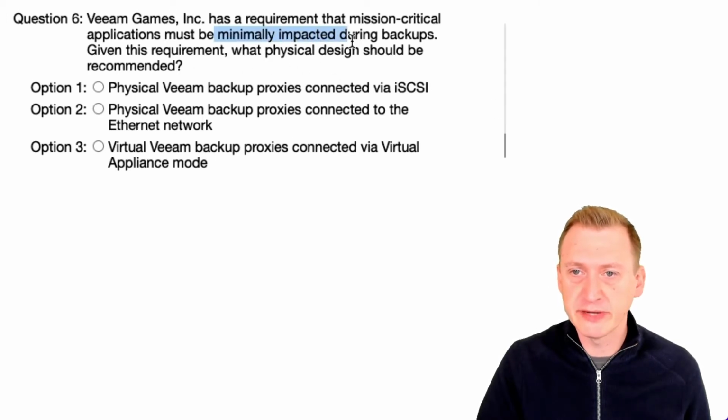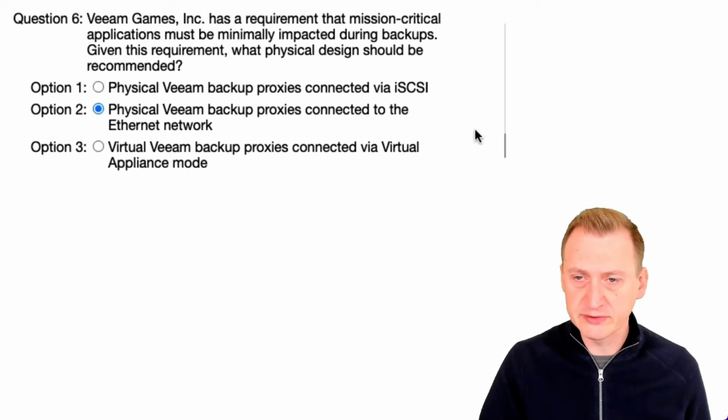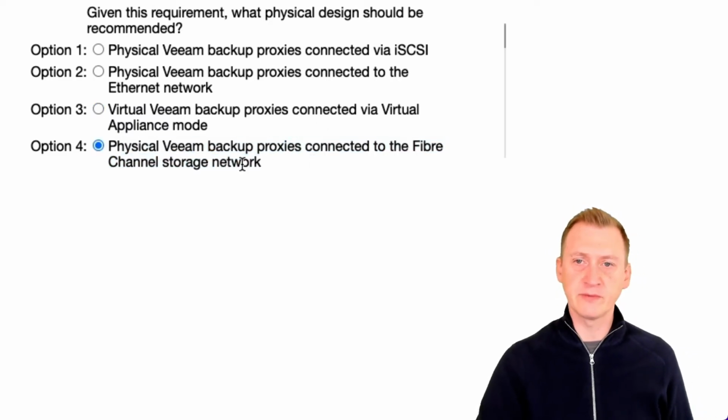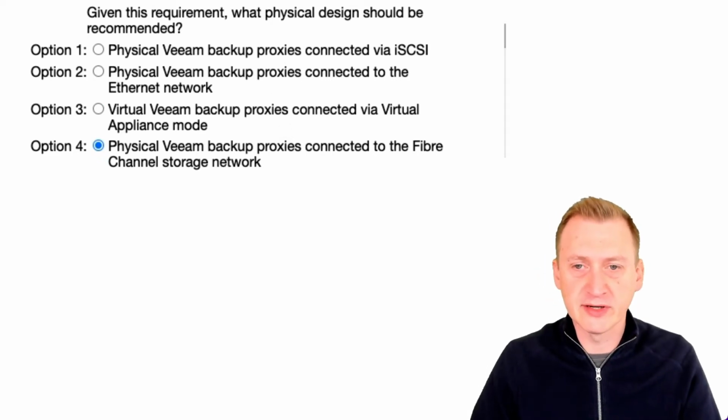So first of all, we had this trick here: minimally impacted during backup. So we want to keep that in mind. Option one, physical Veeam backup proxy is connected by iSCSI. Physical Veeam backup proxy is connected to the Ethernet network. Virtual backup proxy is connected via Veeam appliance mode. And physical Veeam backup proxy is connected to the fiber channel network. All of these don't really seem like bad options, so I think we have to go and take a look.